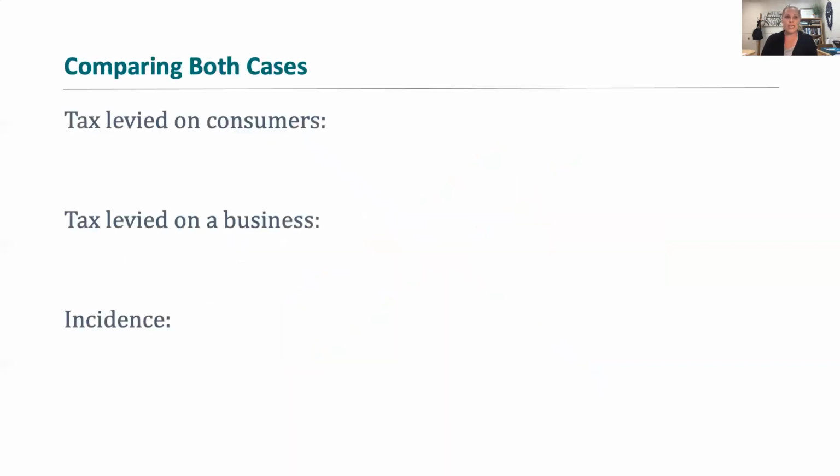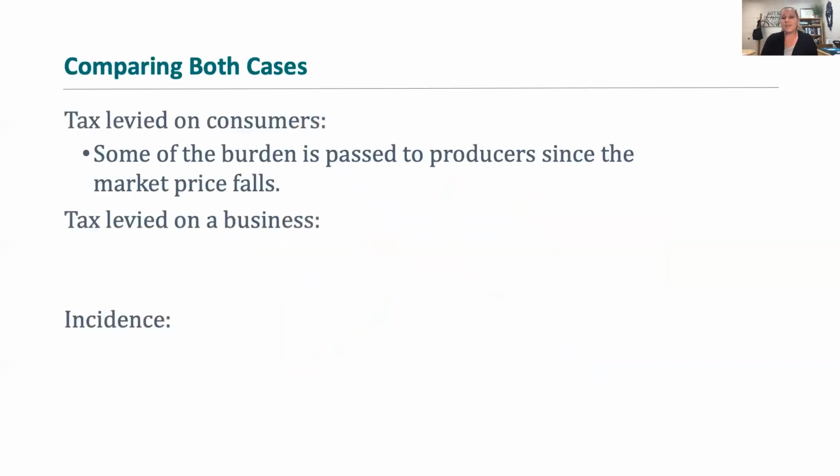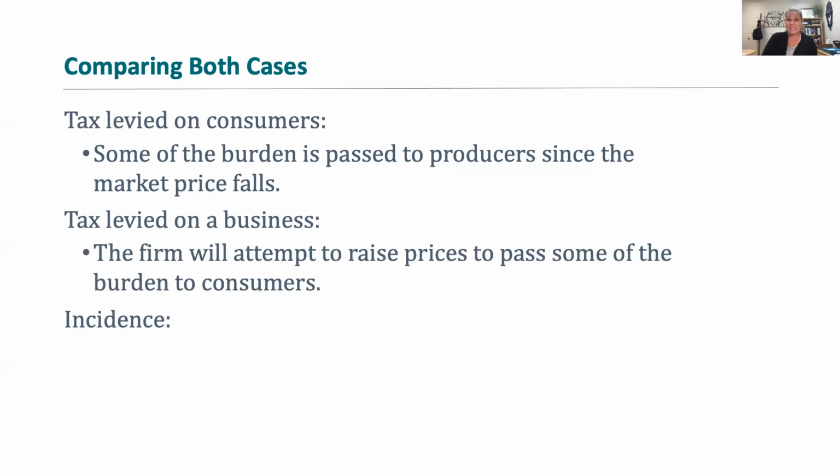So what we learn here is that even when the tax is levied on consumers, some of the burden is passed to producers because the market price is going to fall. On the other hand, if the tax is levied on businesses, the firm will attempt to raise prices to pass some of that burden on to consumers. In a competitive market where prices are allowed to fluctuate, we simply alter prices and push them in the direction of the other side of the market to share the burden of the tax.